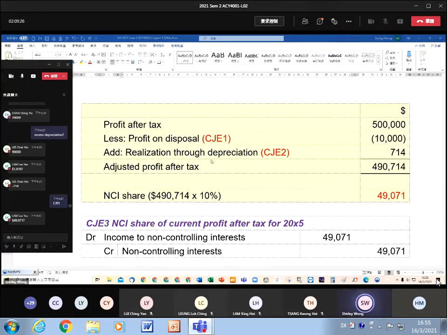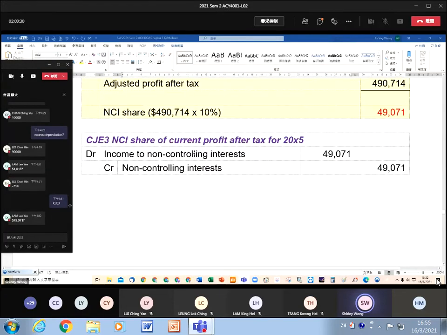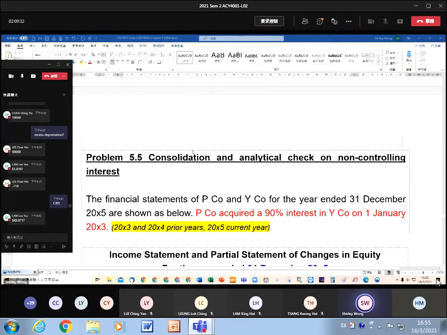Okay, so let's come back and then we will finish the last question for today. That is problem 5.5. So let's have a look. So 5.5 is not that tricky. So let's have a look together.